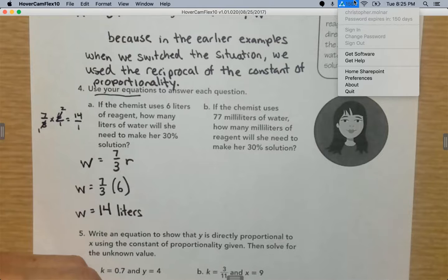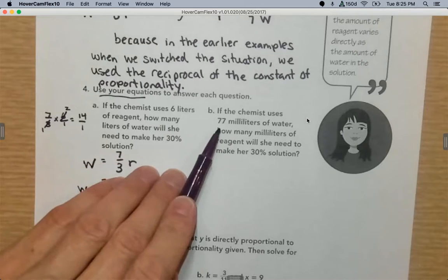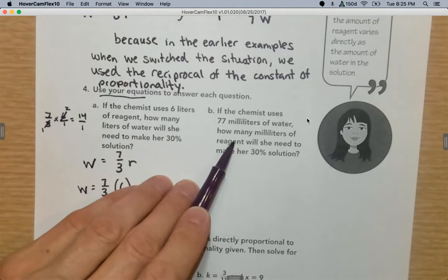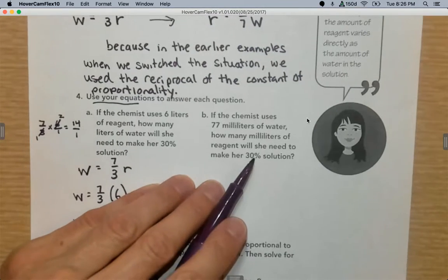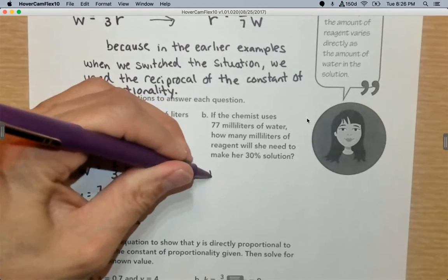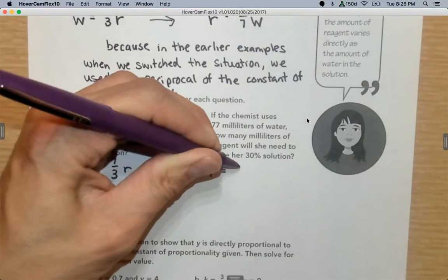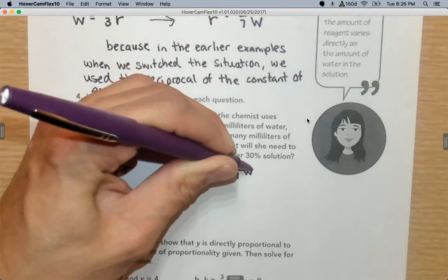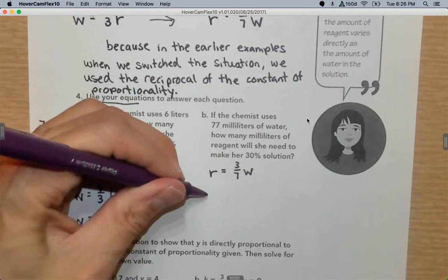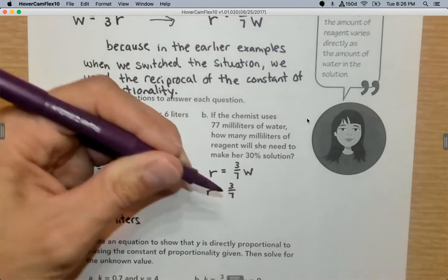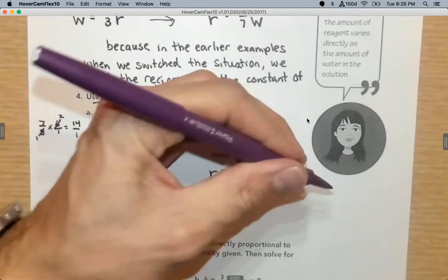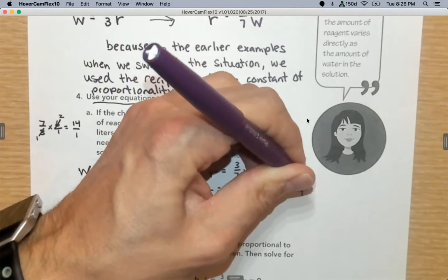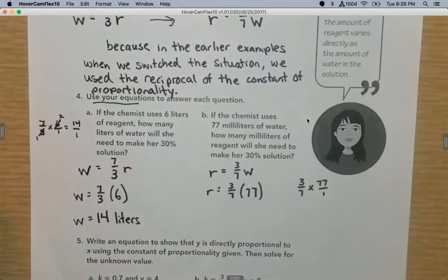Okay. Oops, sorry. This is 77 milliliters of water. How many milliliters of reagent will she need to make her 30% solution? So in this one, they're giving me the water. So I would use the equation of reagent is equal to 3/7 times the water. Or reagent is equal to 3/7 times 77 milliliters of water. If I do that multiplication problem, I have 3/7 times 77/1. I would want to reduce this first.